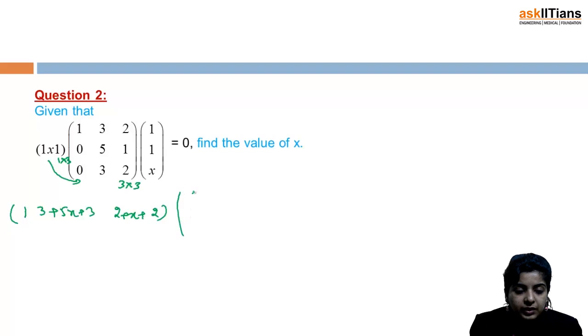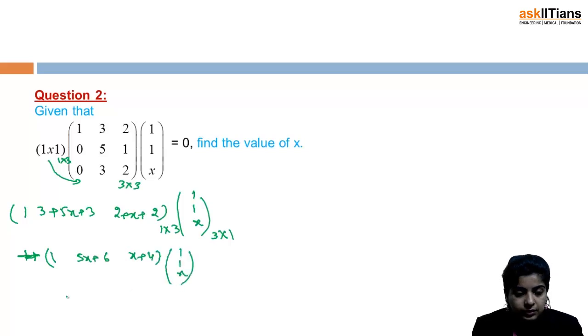Then I need to multiply this by this. So this is again 1 cross 3, and here we have 3 cross 1. We can further simplify this first. 1, this would be 1. Then I have 5x plus 6, then I have x plus 4 and I need to multiply it by this, right? So what do I get? 1 into 1 is 1, plus I have 5x plus 6, plus I have x square plus 4x.